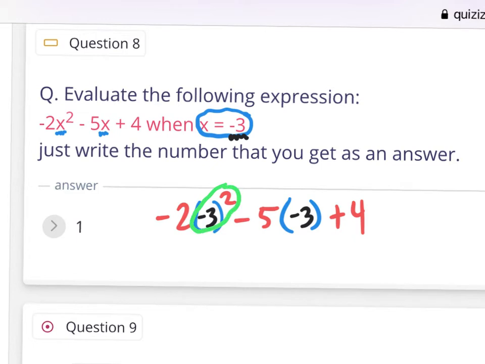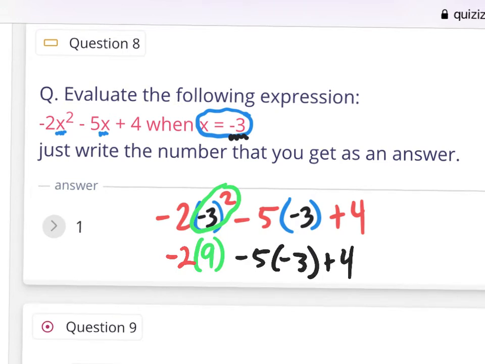What is negative 3 times negative 3? That is positive 9. I want to keep the parentheses there so I could remember that I need to multiply by negative 2. If for some reason I don't put the parentheses, I might make the mistake of thinking that says negative 29, but it doesn't. It says negative 2 times 9. Let me bring down the rest. I have a negative 5 times negative 3 plus 4.